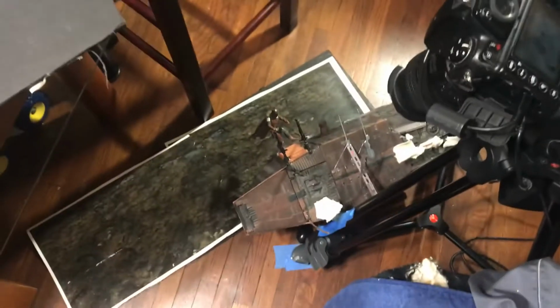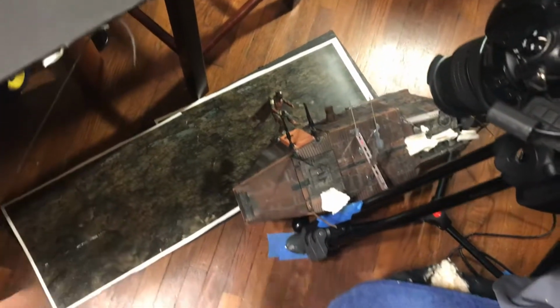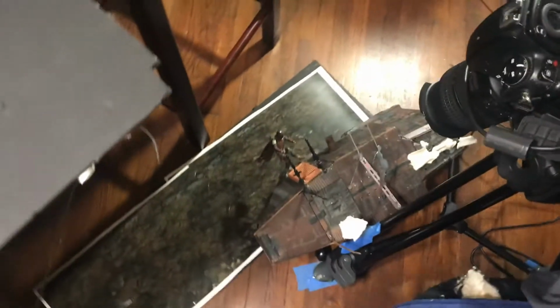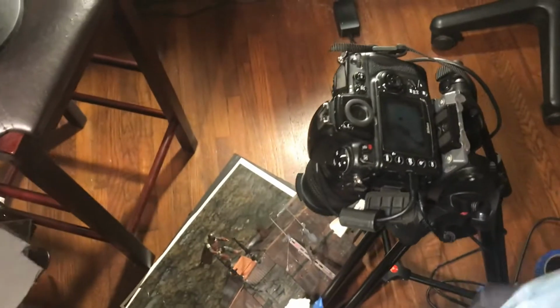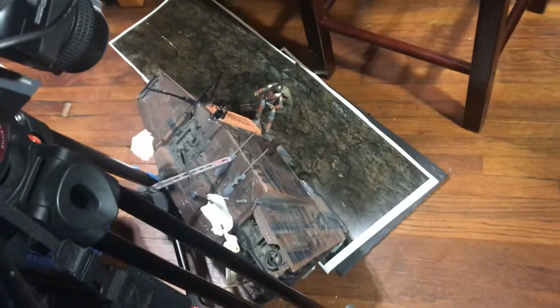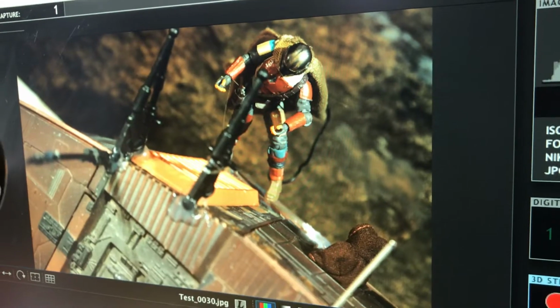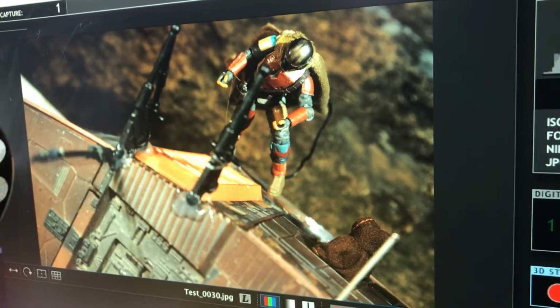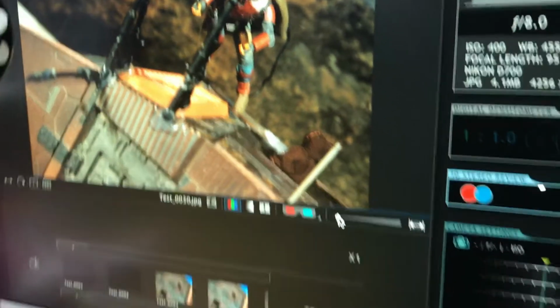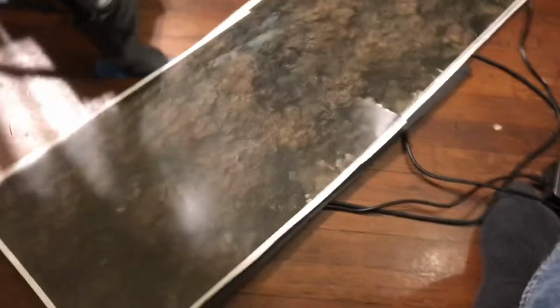This cost me $2 at Kinko's, or $4 maybe, and that's all the money I had to spend, other than the glue stick. That's my entire set for this shot, two pieces of paper. Here is a test shot I did, and I think it's looking pretty convincing actually, so I'm excited to see what it looks like animated.